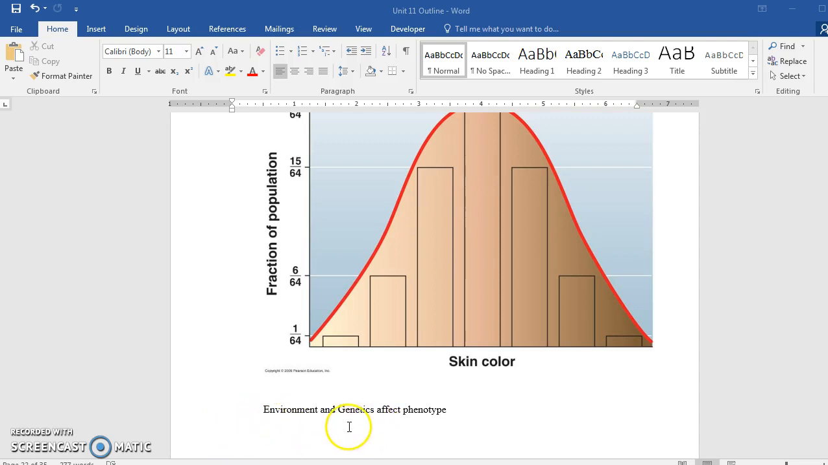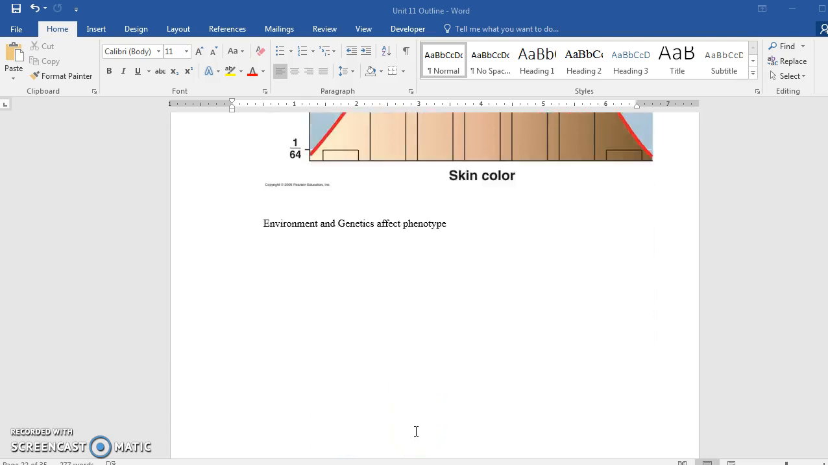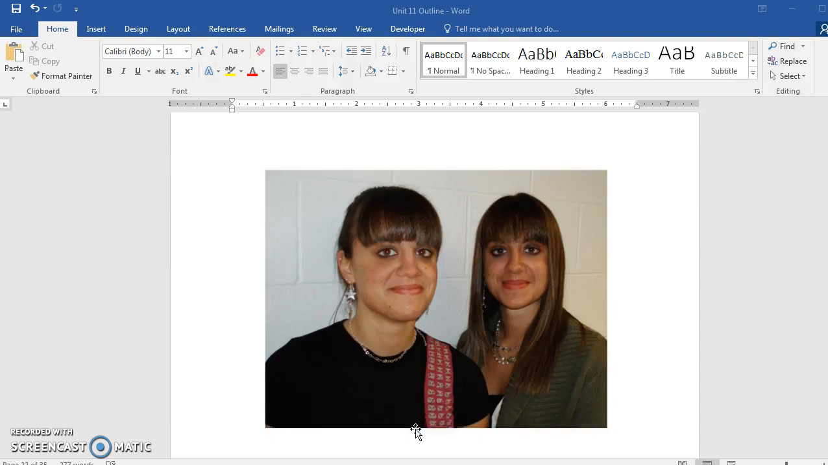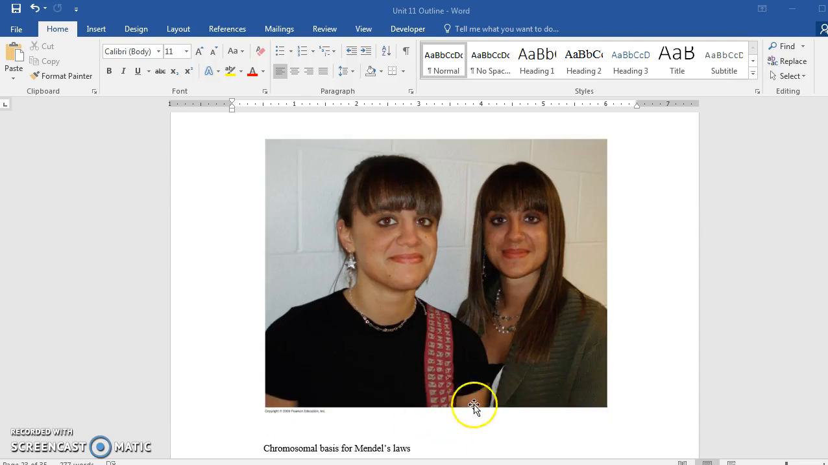It is also interesting to note that environment affects the expression of the alleles, or the effect of the phenotype, because the phenotype is the expression of the genes. From the text, here are two females. I think they're from Middle Eastern, Iranian origin, and they're supposed to be identical twins, but some of you probably know environmental factors will affect identical twins, so that identical twins don't always look exactly alike.